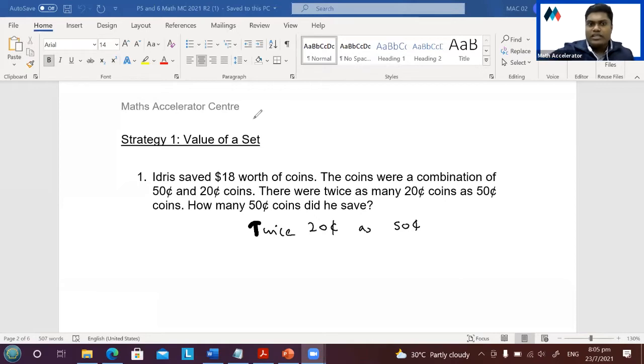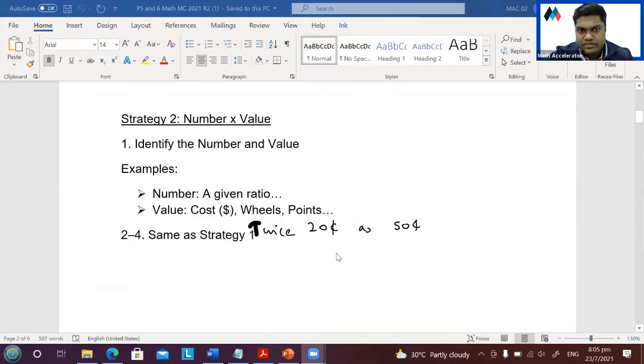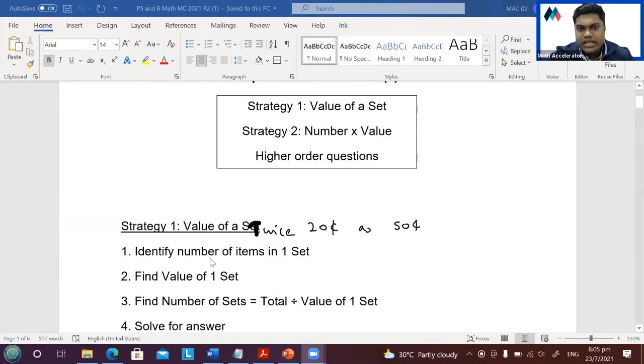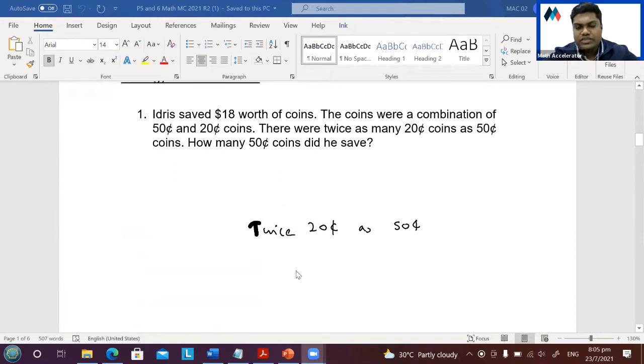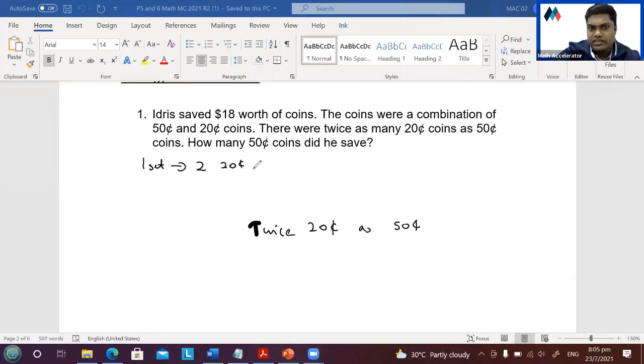In this question, if you look at the strategy, the first step tells you to identify the number of items in one set. So write down one set: there will be 2 20-cent coins and 1 50-cent coin.